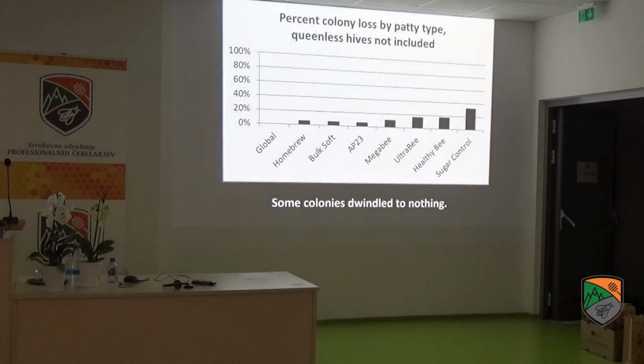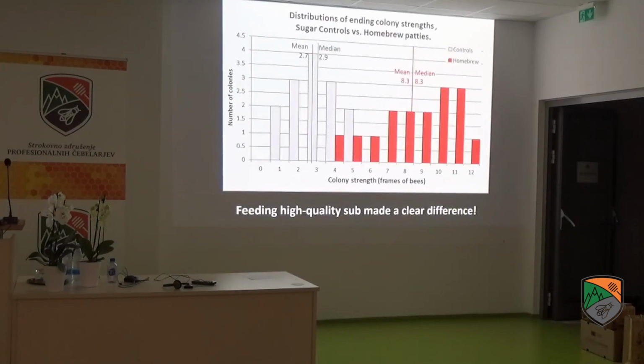Now, how about colony loss? So this is percent of colony losses. We didn't lose any colonies in global. We lost 30% with the sugar control. Okay? Now, just for a histogram of comparison, if you're going to compare, I'm not going to give you a bunch of numbers for statistics. Your eyes are as good as any statistical analysis.